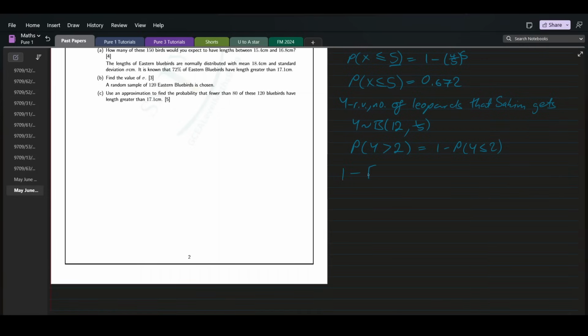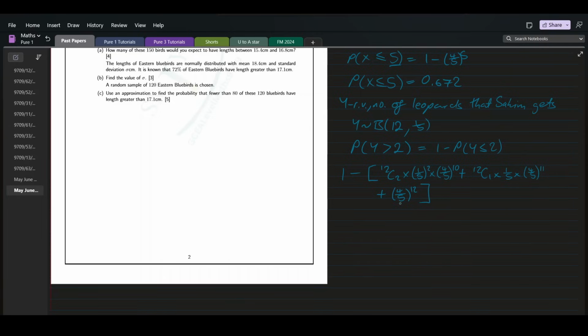So this is 1 minus, we'll start with 12 choose 2 times 1 over 5 to the power 2 times 4 over 5 to the power 10. And then we're adding 12 choose 1 times 1 over 5 times 4 over 5 to the power 11, and we are also adding 4 over 5 to the power 12. And let's close our bracket and let's punch this into the calculator.